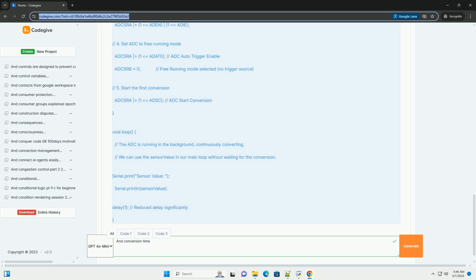Conversion cycles, N_cycles = 12. Total conversion time equals 2 µs plus 12 × 1 µs equals 14 µs. Maximum sampling rate: the maximum sampling rate, f_s, is the inverse of the total conversion time. f_s equals 1 over total conversion time equals 1 over 14 µs, approximately 71.4 kHz.